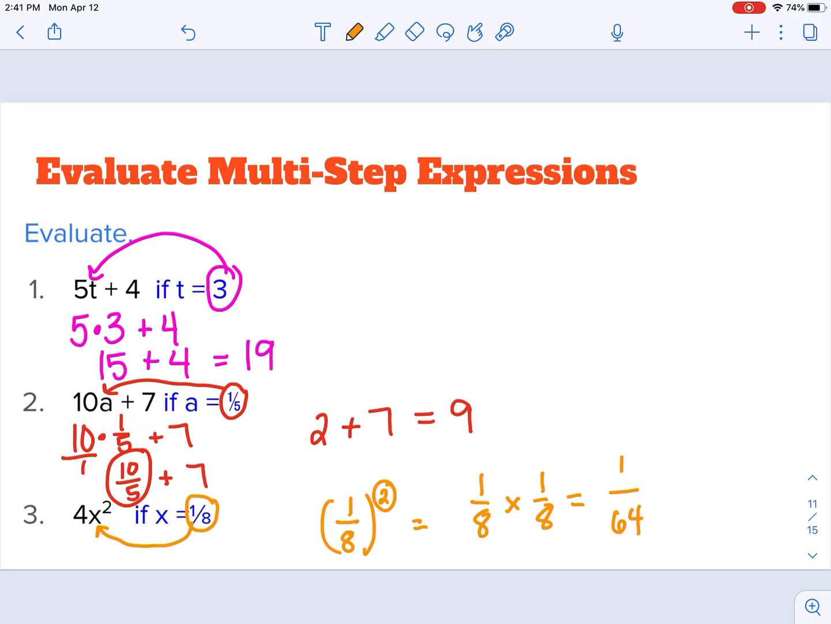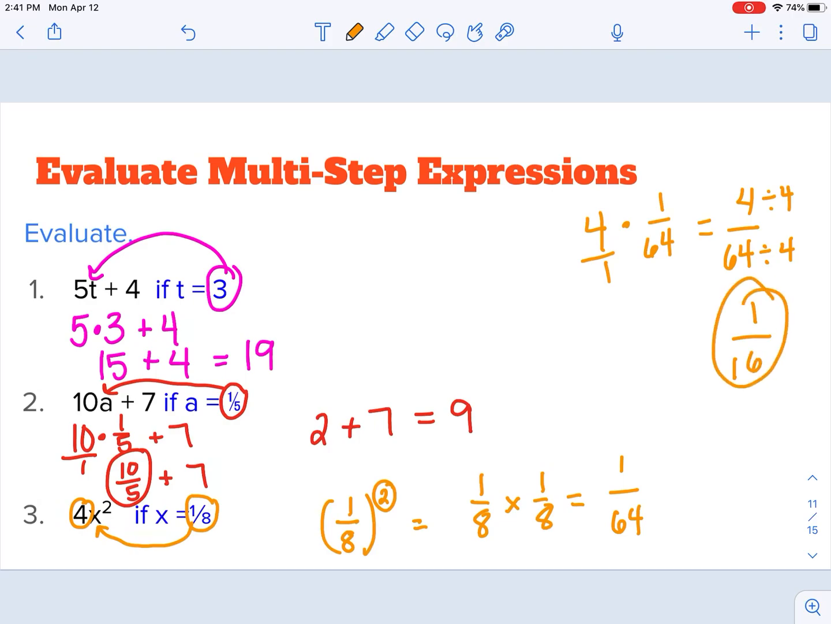Now I need to take that 1/64 and multiply it by 4. So I'm going to go way up here. 4 times 1 over 64. Put a 1 on the bottom. Multiply straight across. 4 over 64. In this example, I know I can divide the top and the bottom by 4. You might divide by 2 and divide by 2 again. Finally, I will get an answer of 1 over 16.